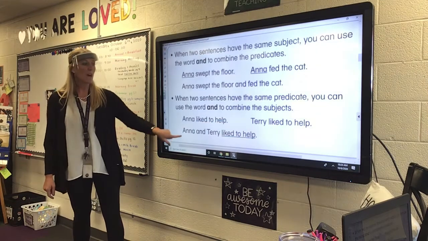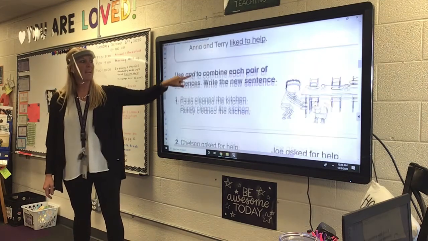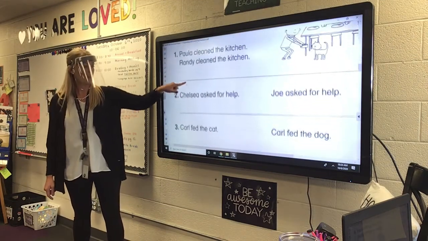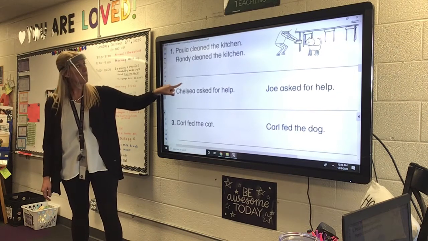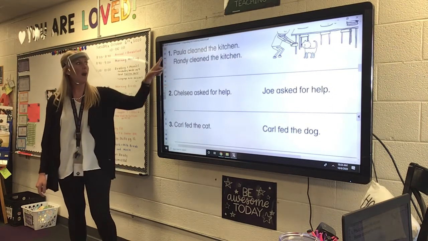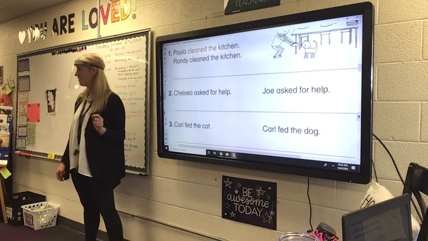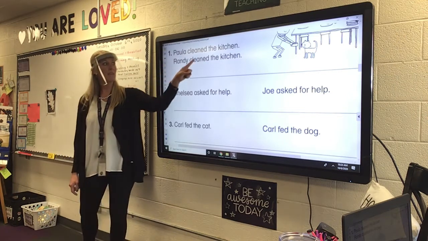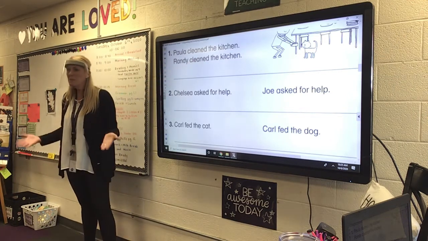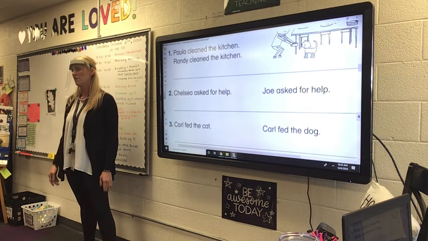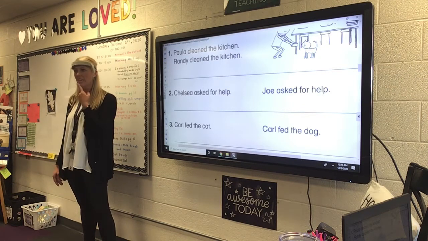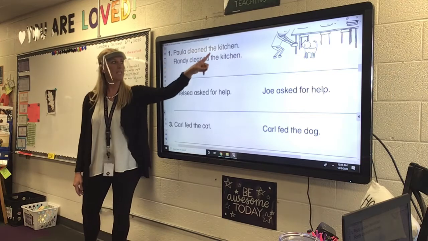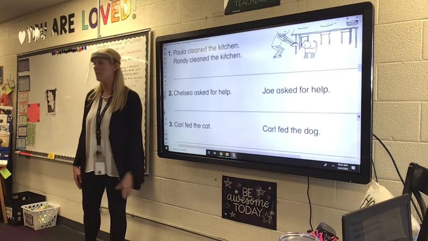All right, let's go down and we're going to practice this. And you'll get the idea of it once we get going, okay? On the first one, it says, Paula cleaned the kitchen. Randy cleaned the kitchen. What is repeated twice? What did Mrs. Murphy say twice? Paula cleaned the kitchen. Randy cleaned the kitchen.